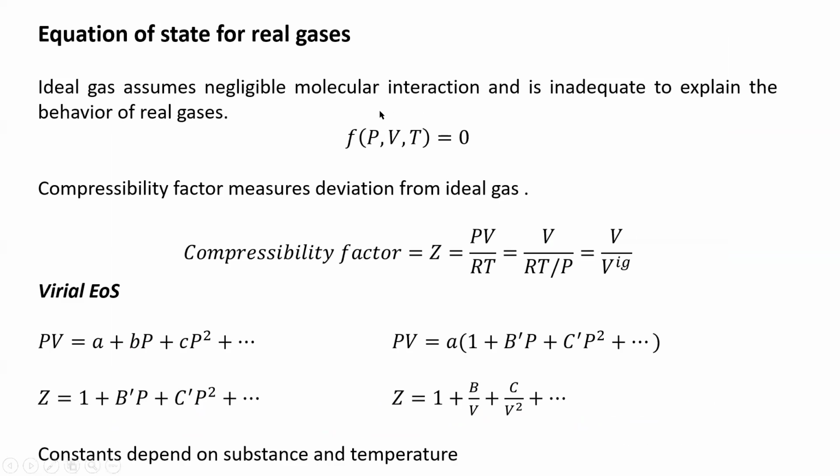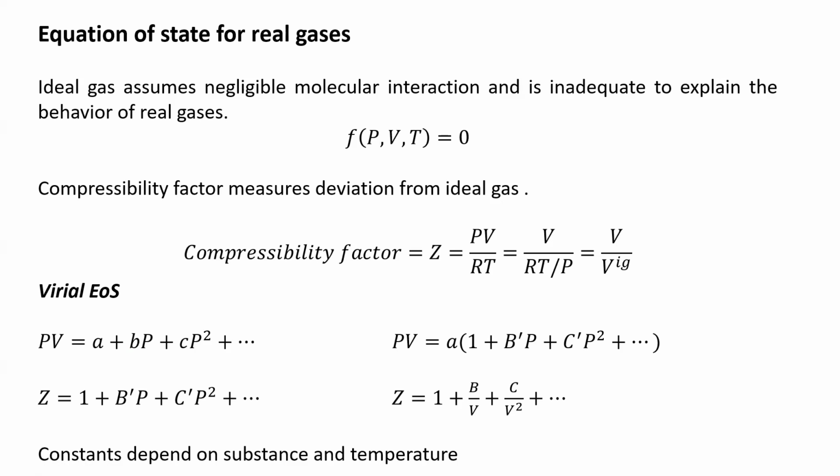Here, as I said, the ideal gas assumes negligible molecular interaction, and real gases cannot be explained using the ideal gas law. What we need is some function of P, V, and T. Here we define the compressibility factor, Z is equal to PV by RT. Actually, RT by P is the V of an ideal gas. So the comparison between the real volume and the ideal gas volume gives us the compressibility factor, as the name itself tells.